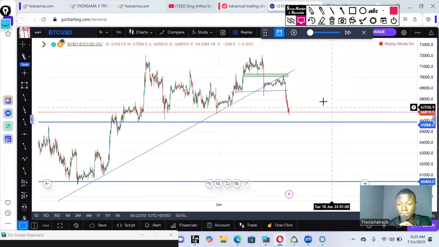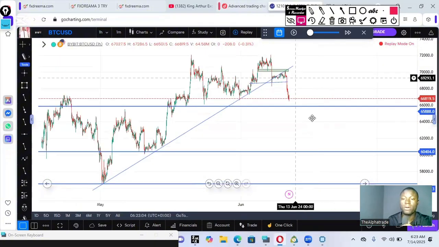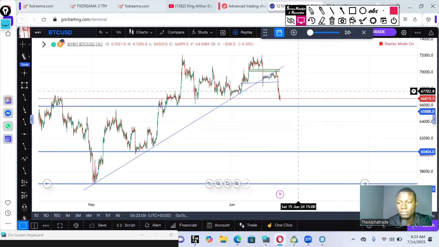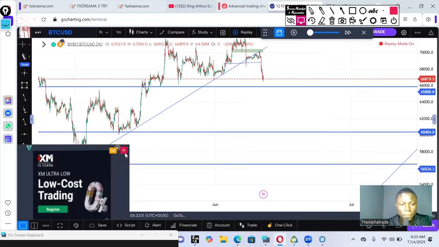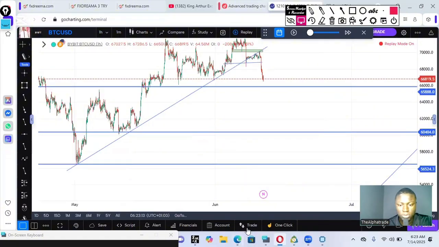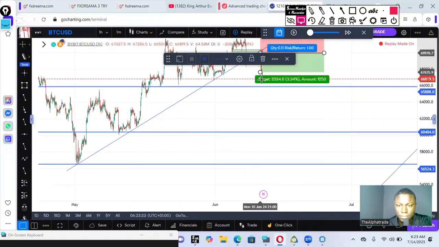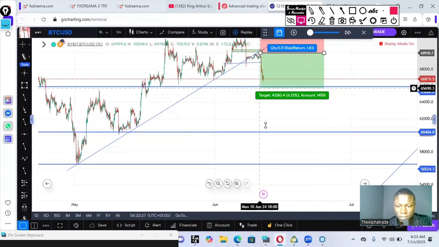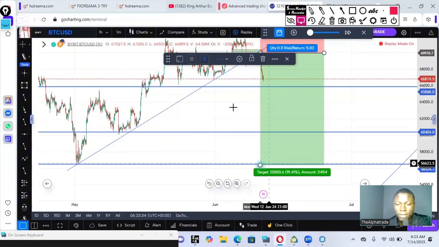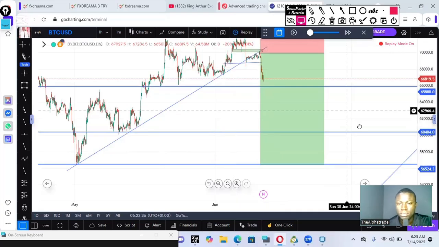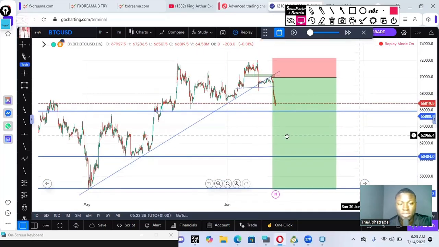Now that we've got the entry, now we want to look for our targets. This is how we look for our targets, the same way. All you just need to do is take your entry here. This is your first target, the second target, and this is the last target. And this is giving us about 1:5.8.